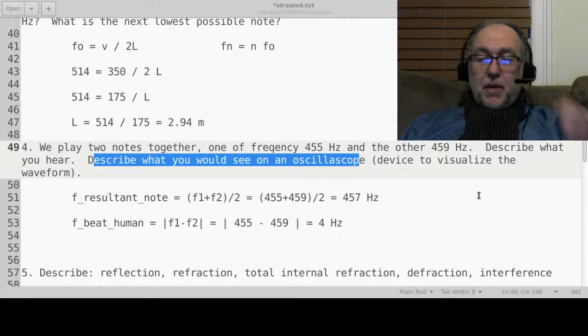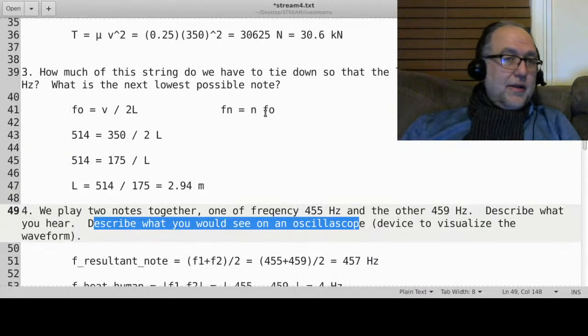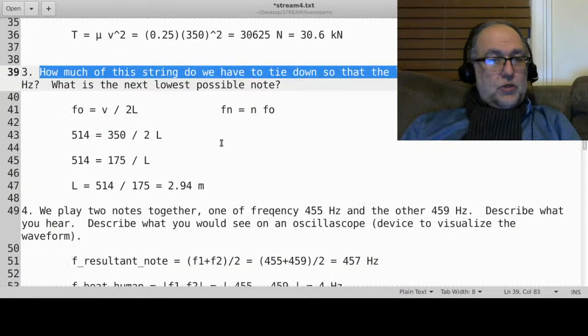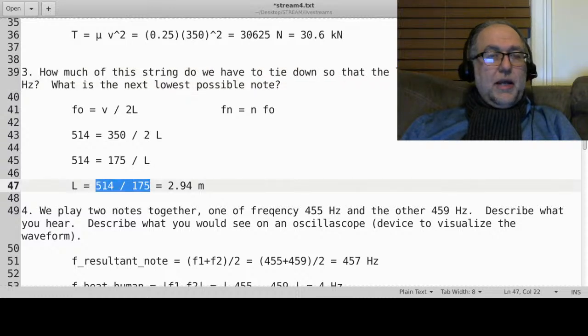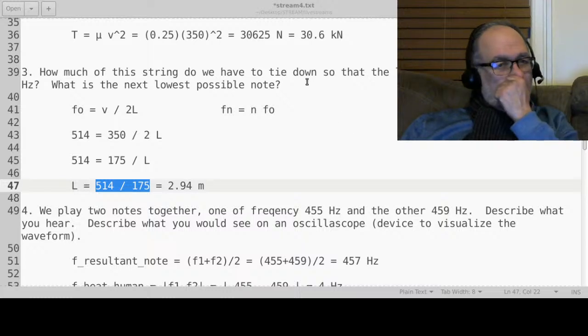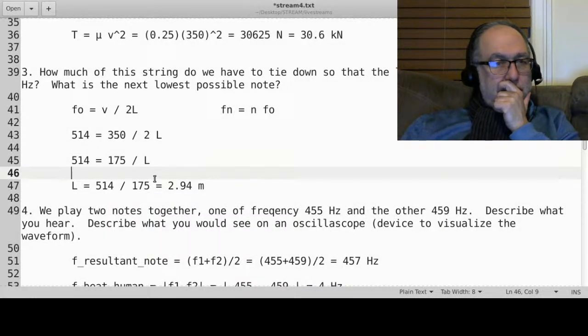So it seems that some people say I made a mistake on question number 3. Let's go back to question number 3. What did I do wrong? When I divided those two, what did I do wrong? I probably did it wrong. No, I'm still getting... I'm not sure why you guys got 0.34 here.